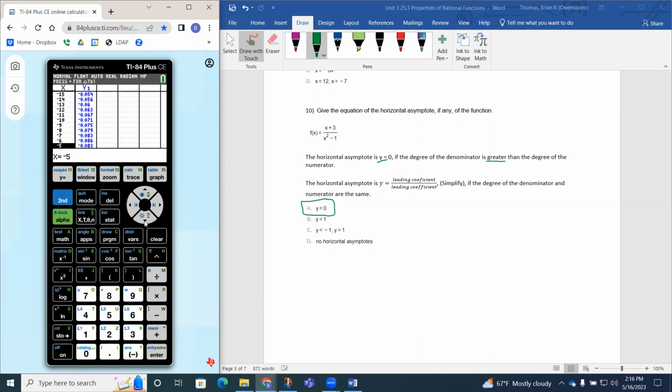That's what an asymptote is. It's going to be a value that the graph is going to be approaching, but it will actually never touch. So in this case, y equals 0 is going to be what's called the horizontal asymptote in this problem.